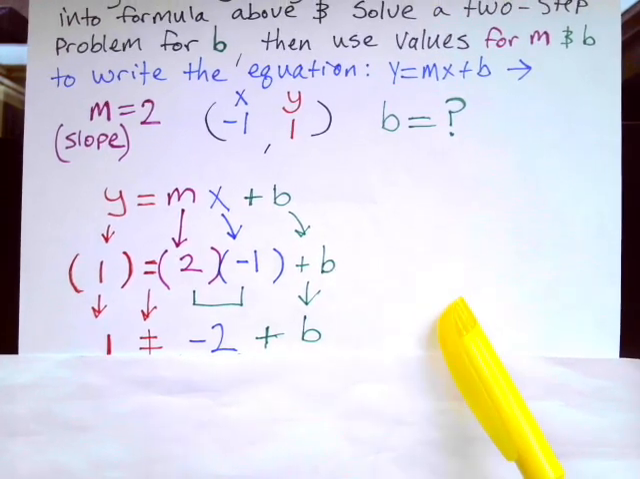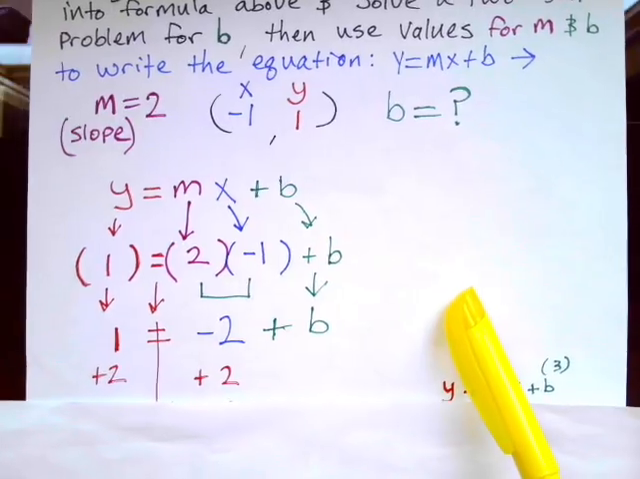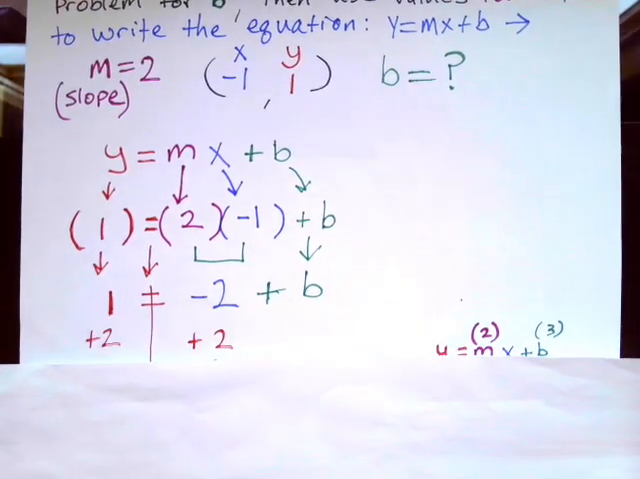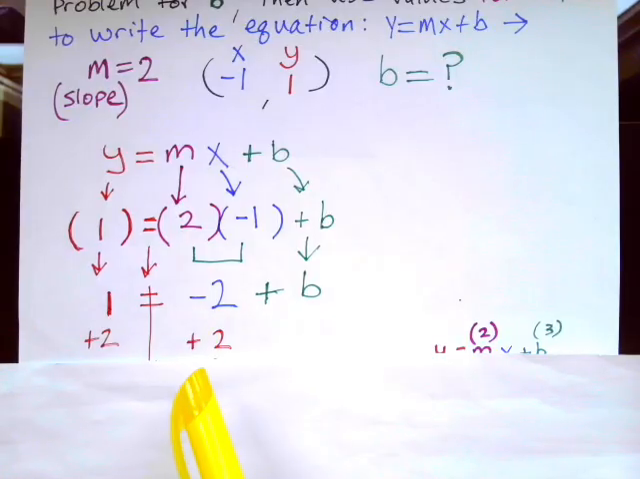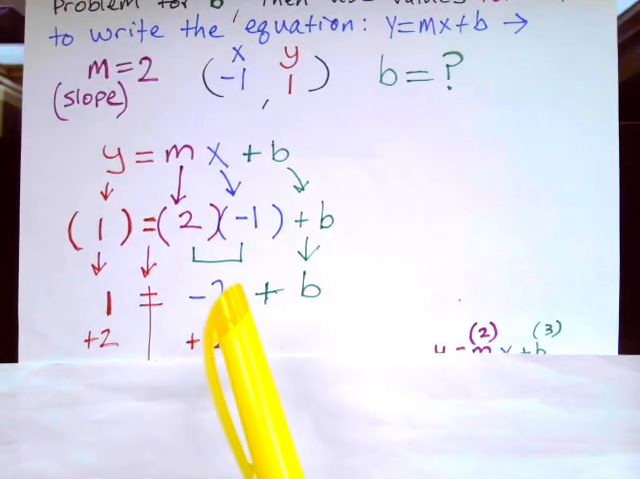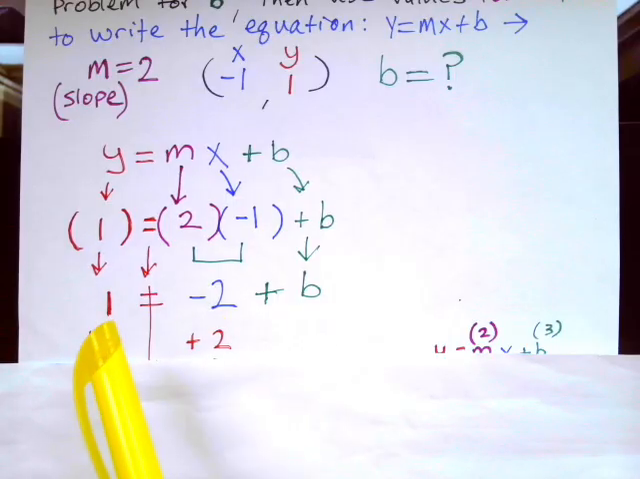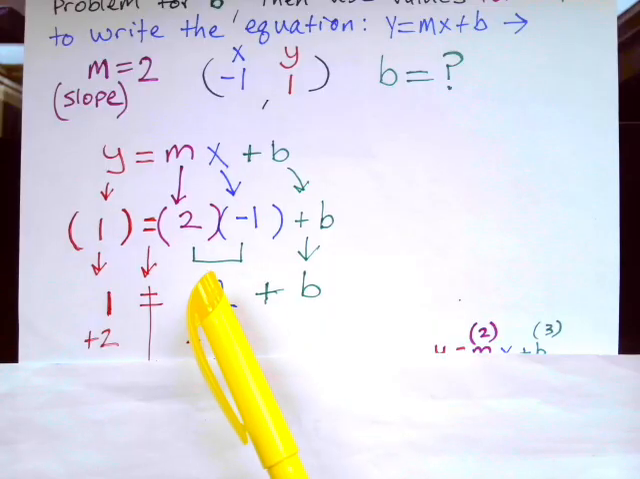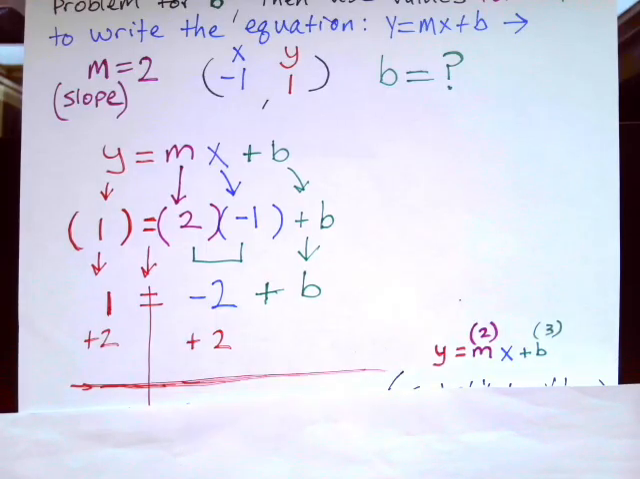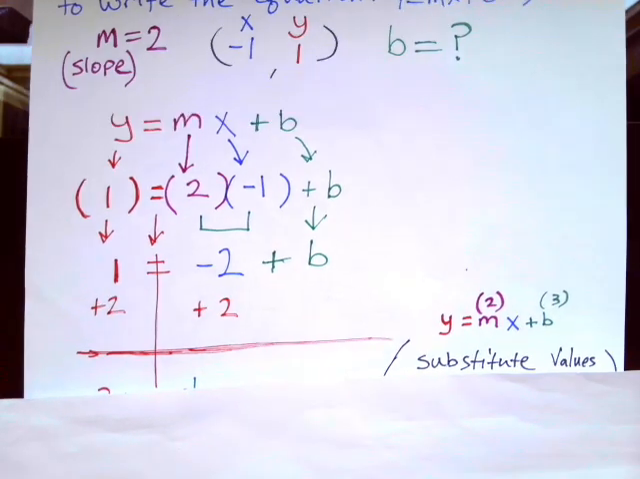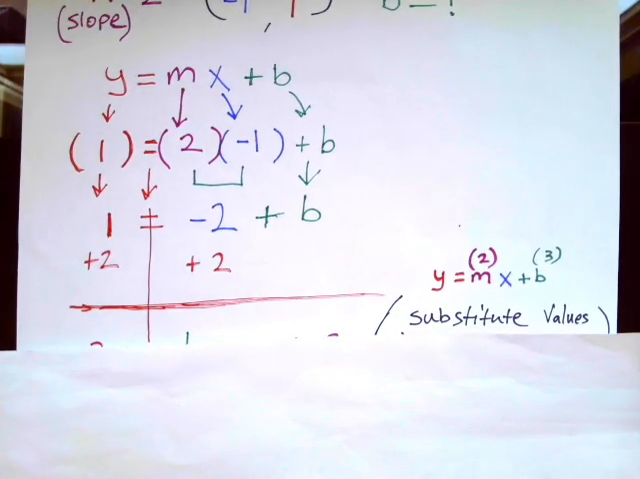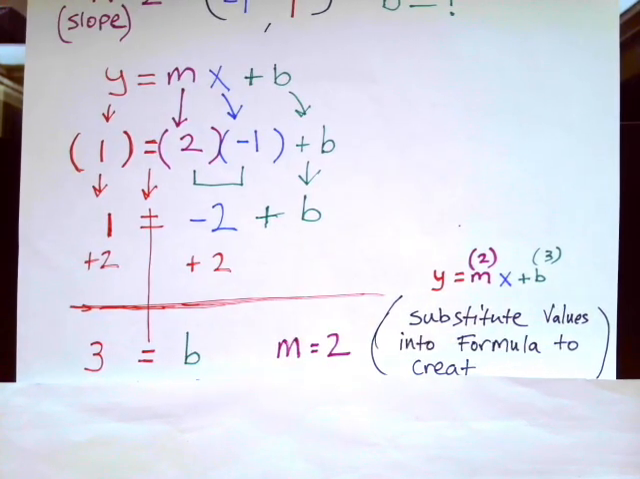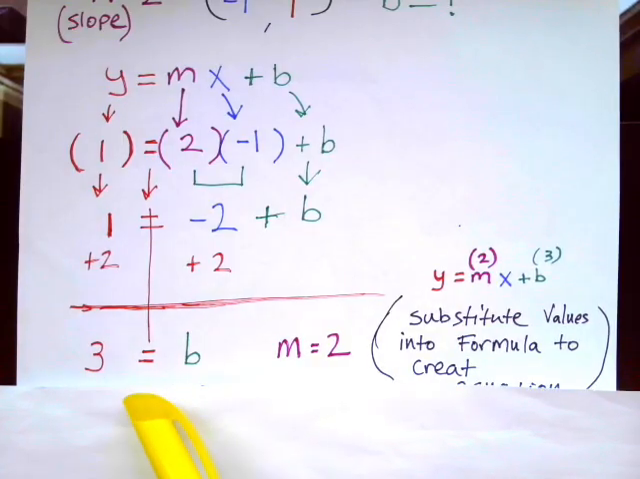I'm one step closer to get b all by itself. I do the inverse, or the opposite. So the opposite of negative 2 is positive 2, or adding 2. What I do to one side of the equal sign, I have to do to the other side of the equal sign. Negative 2 plus 2 is 0. Now b is all by itself. 1 plus 2 is 3. Okay, there we go. 1 plus 2 is 3. Okay, so b equals 3.